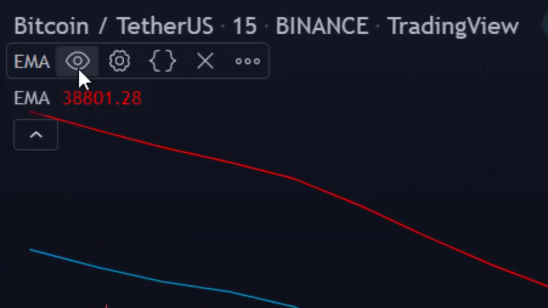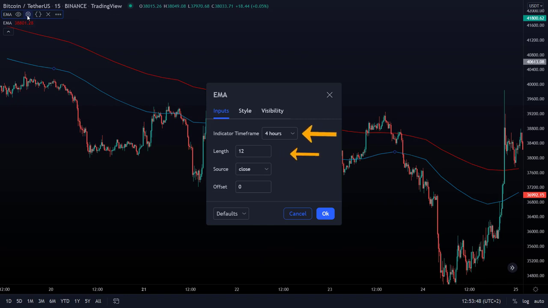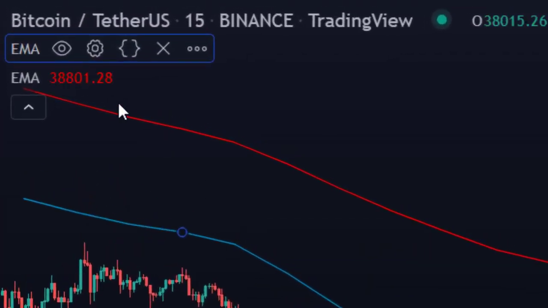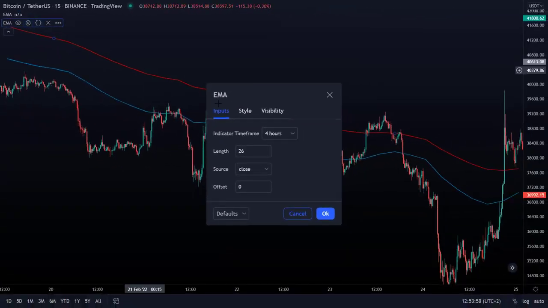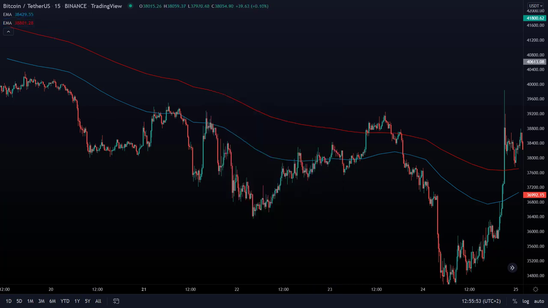If I go to the settings of the EMA, you can see that the first one has a length of 12, and is based on the 4 hour timeframe. With the other strategy it was based on the 1 hour timeframe. If I go to the settings of the other EMA, you will see that it has a length of 26, and is also fixed on the 4 hour timeframe. As promised, I will first do a quick summary of the previous video I made about this strategy.